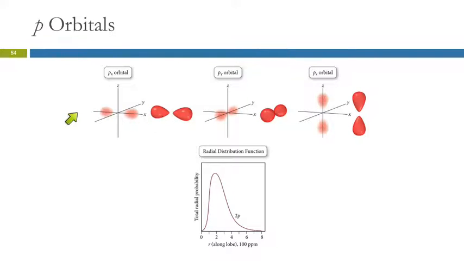So there's 1 p orbital that's aligned along the x-axis, 1 along the y-axis, and 1 along the z-axis. There's 3 of them, and they're arranged perpendicularly to each other. So this is px, py, and pz. Each of them has a node at the nucleus. The probability goes up and then falls back down again. So that's what the l means. It's the orientation.